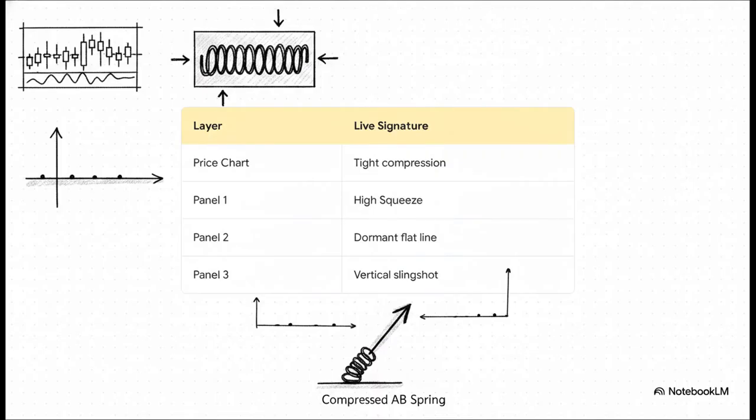So let's pull all these layers together into one operational matrix. Above the surface, on the price chart, you've got candlesticks just grinding sideways in a super tight, maybe 3 to 5 bar compression box right on top of a higher timeframe EMA, with very narrow wicks. Below the surface, panel 1 is locked in a high squeeze, refusing any downside yield. Panel 2 is dormant, zero structural depth allowed. And panel 3 suddenly slingshots straight vertically out of the zero line with maximum expansion. When you see all these execution layers line up, you're staring right at a live, compressed AB spring.